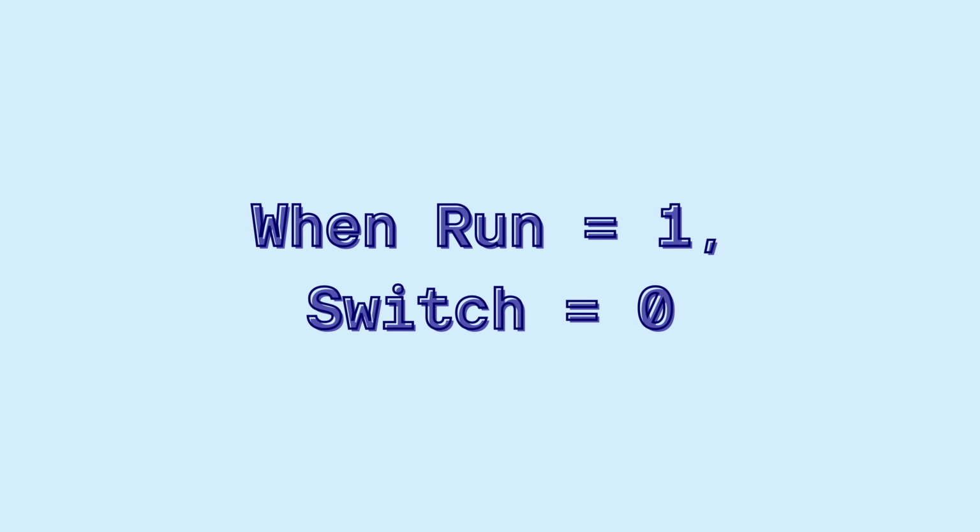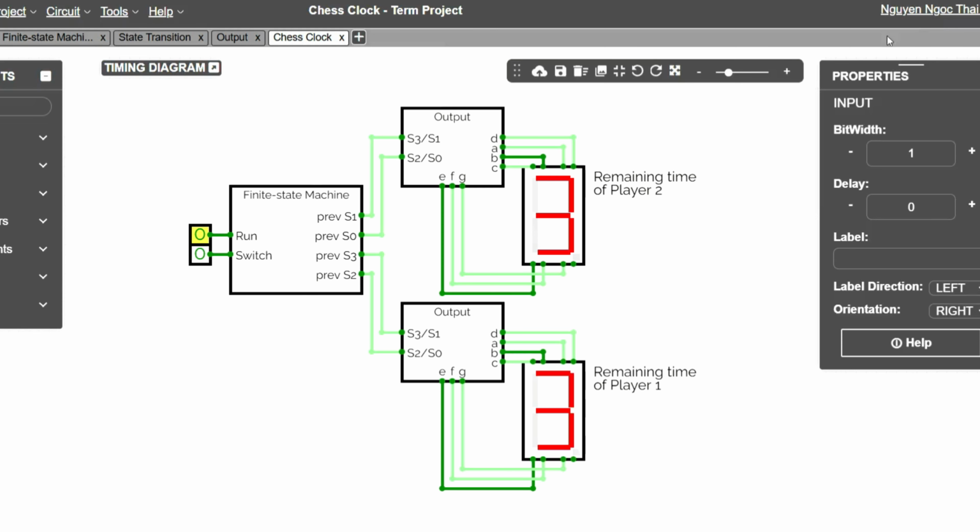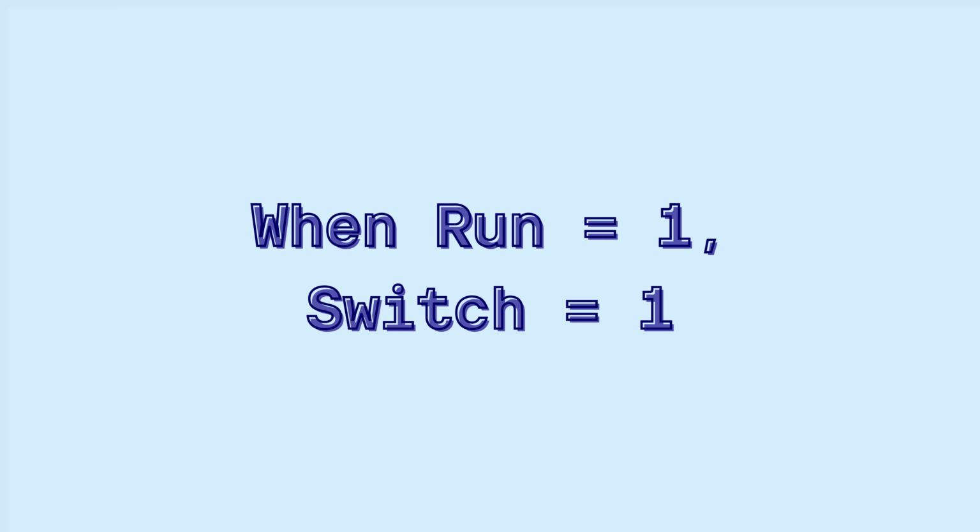Next is the live demo of the chess clock on CircuitVerse. We will demonstrate 3 cases. The first one is when the run button is set to 1 and the switch button is always 0. The second one is when the run button is set to 1 and the switch button is always set to 1.